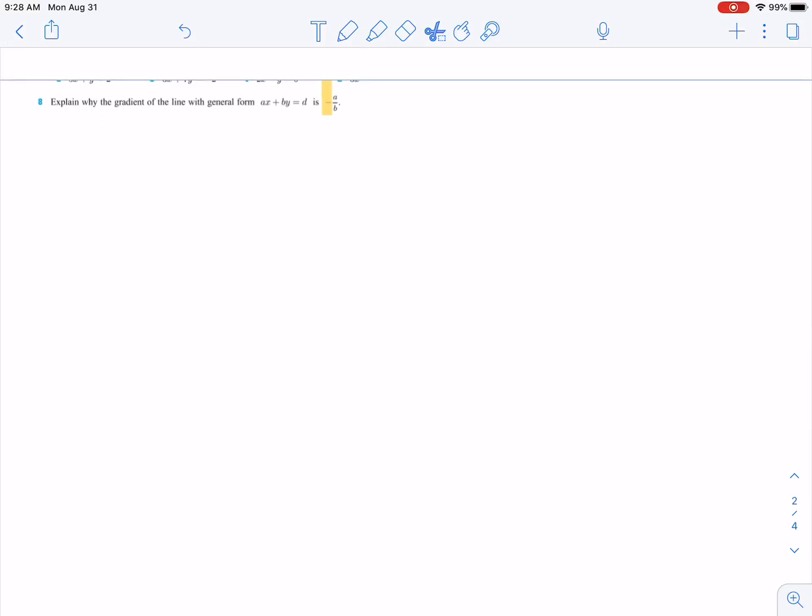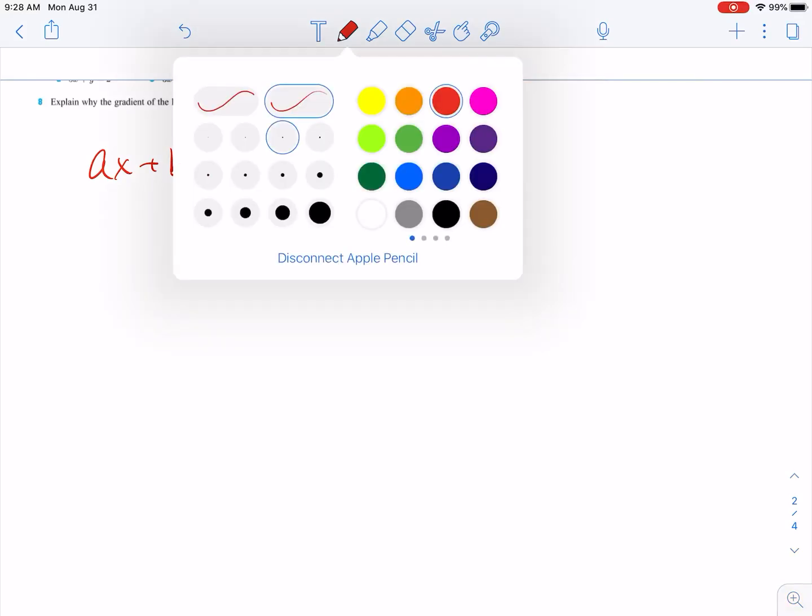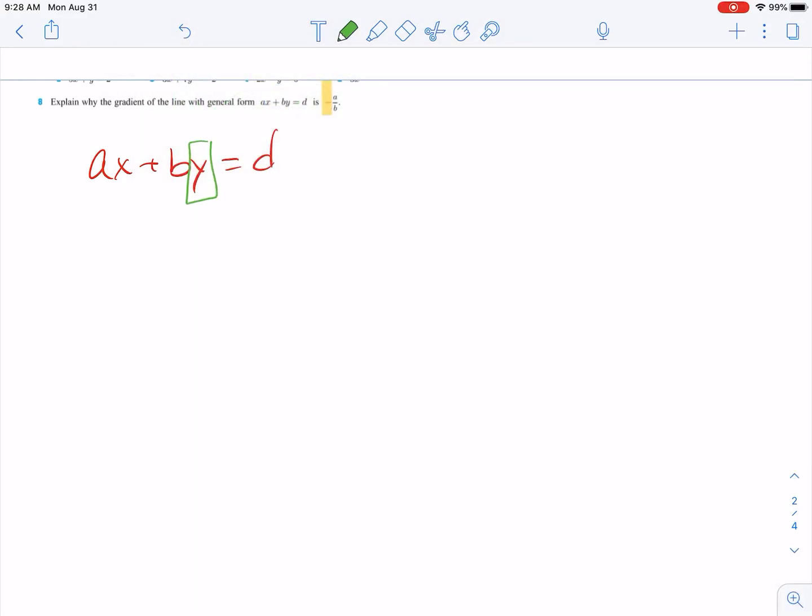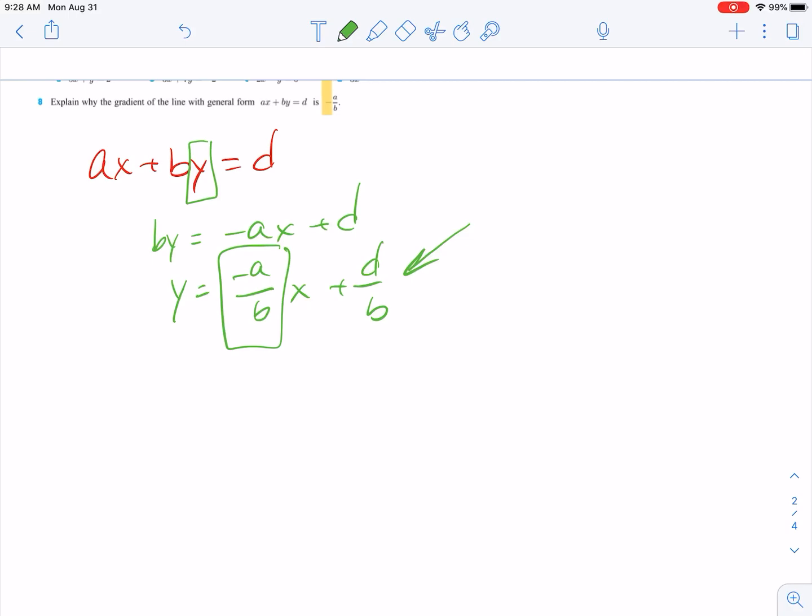Explain why the gradient of a line in the general form is negative a over b. If I have ax plus by equals d, to find the gradient I want to solve for the y value. So I have by equals negative ax plus d. Divide through by b: y is equal to negative a over b times x plus d over b. And so this is the gradient, and this is the y-intercept.